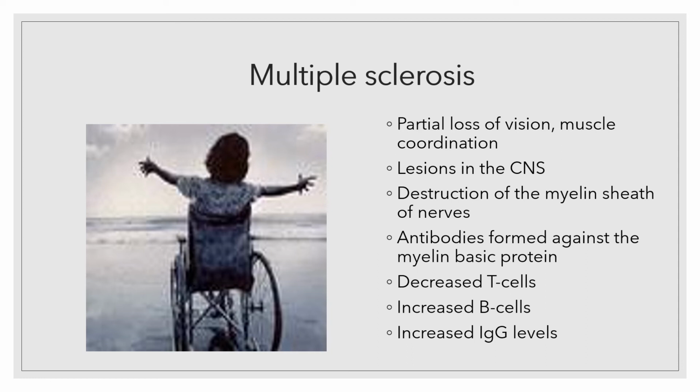There is a new theory that was released in 2013 that multiple sclerosis may actually be triggered by Clostridium perfringens toxin.